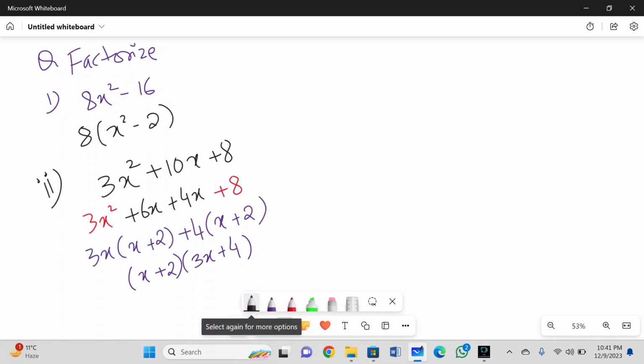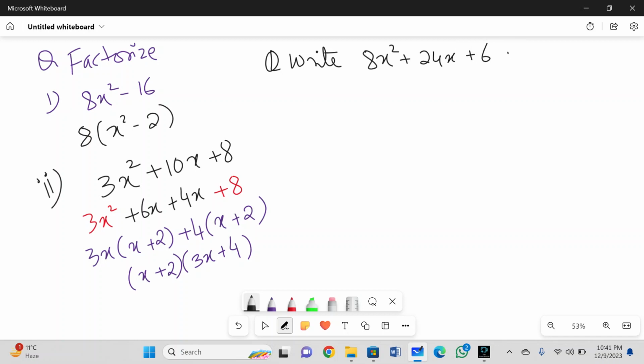For example, the question could be of write 8x squared plus 24x plus 6 in the form x plus a whole square plus b. So this is called the completing square form.